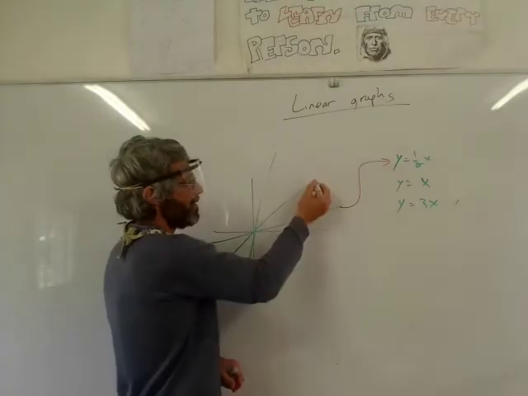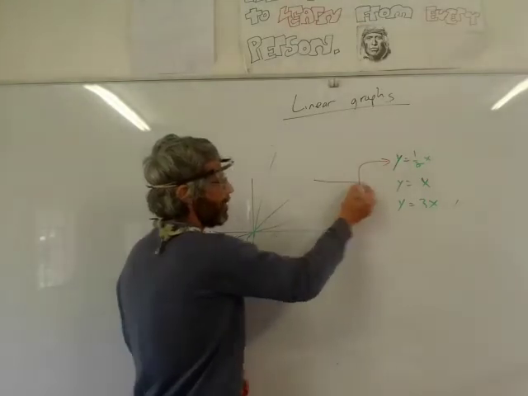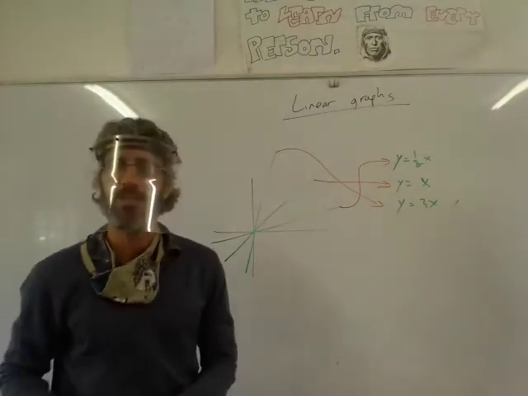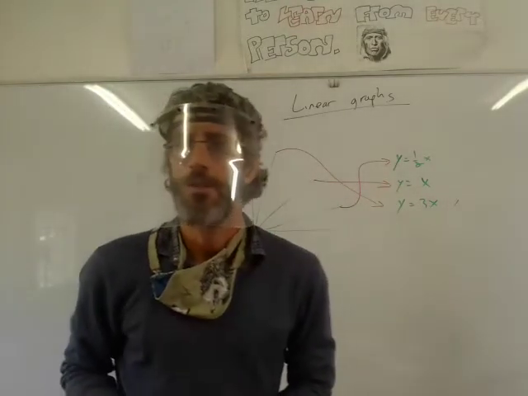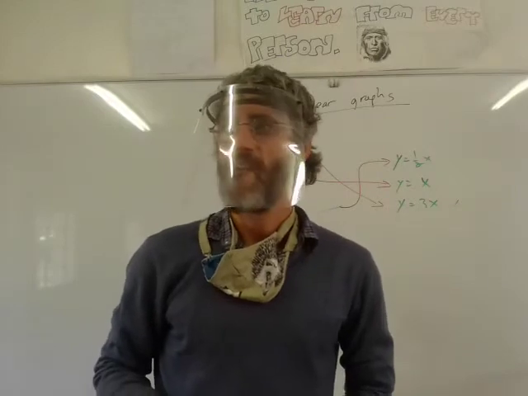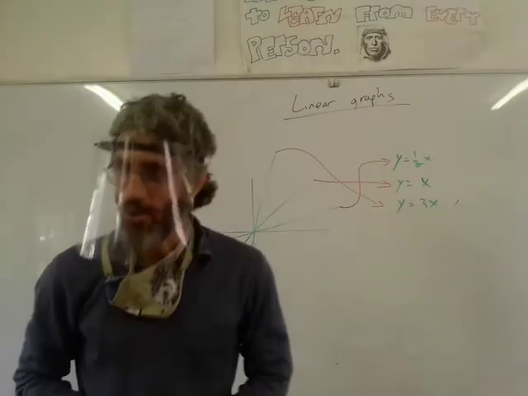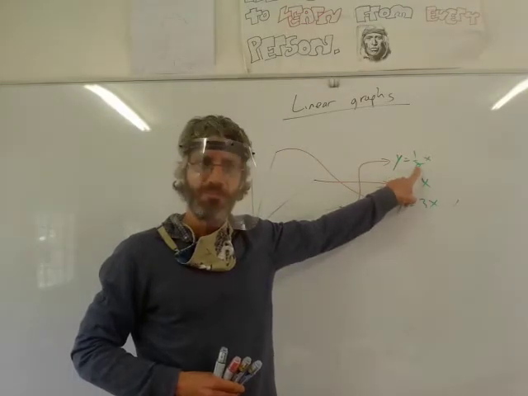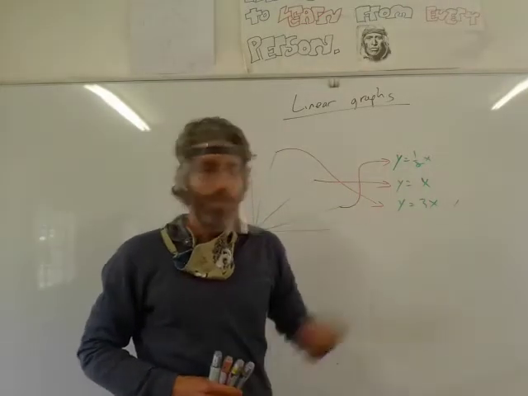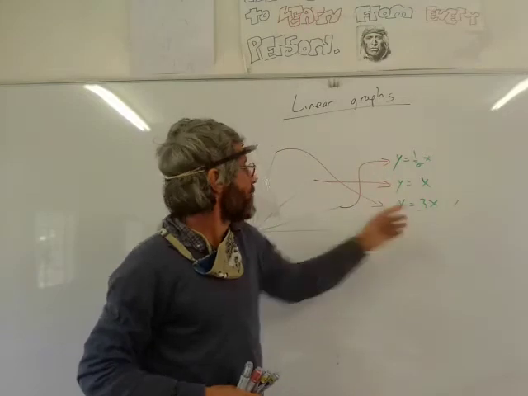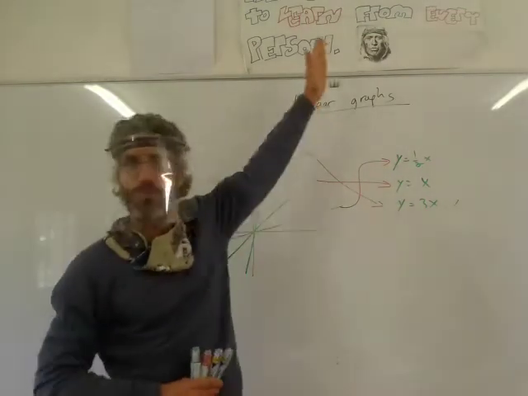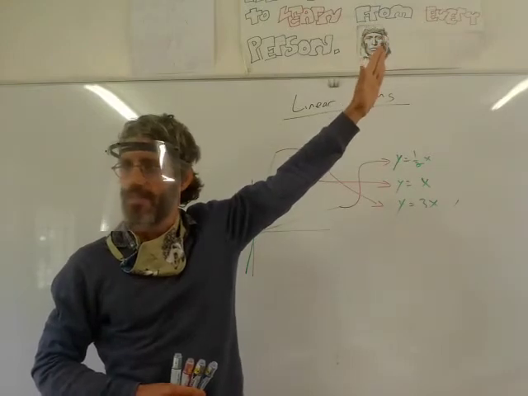This one? y equals x. Well done, Phoebe. And the last one obviously has to be 3x. How do we know that? Gradient. So that number in front of x is really the gradient. The bigger the number, the more steep it is. So 3x changes much more rapidly. It makes sense.